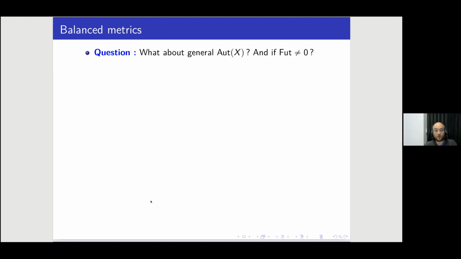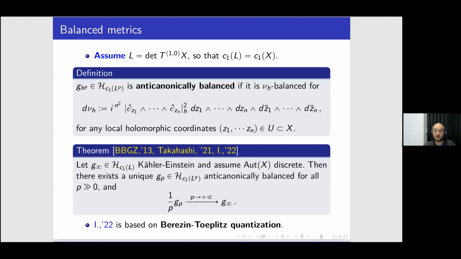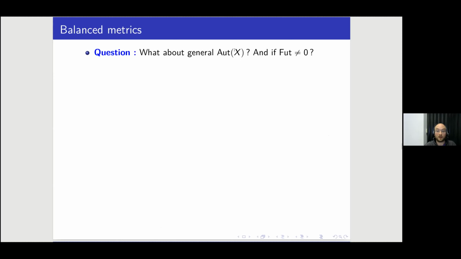But now, question: what about a general automorphism group, which is not covered by this case and not even covered by the case of Donaldson? And also, what about if the Futaki invariant does not vanish? There is no Kähler-Einstein metric, but maybe there is another type of canonical metric, another notion of canonical metric.